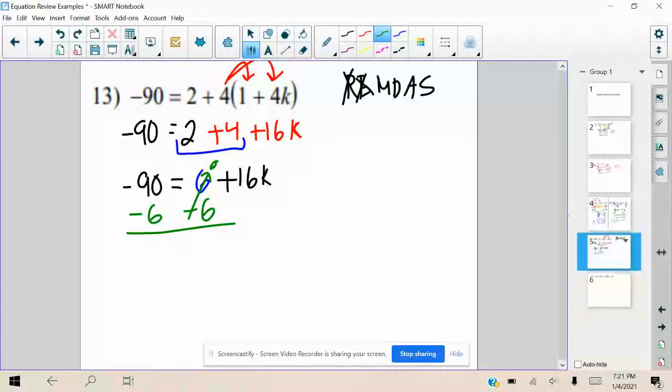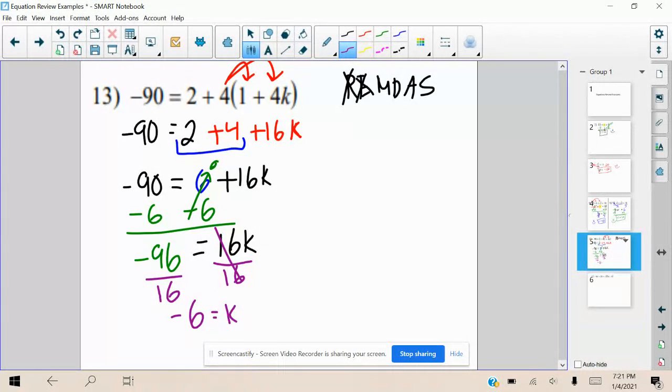This goes to 0. Negative 90 minus 6 is negative 96. Now we drop down that 16k. And it's 16 times k, so we want to divide both sides by 16. When we do that, we get negative 6 is going to be equal to k.